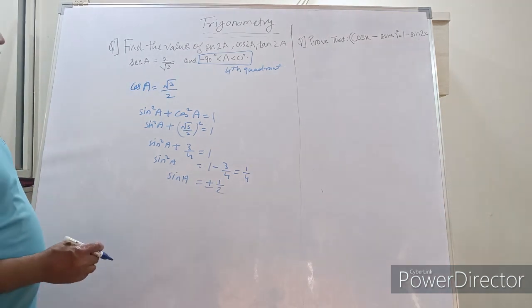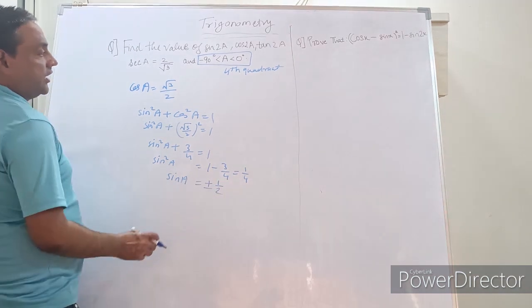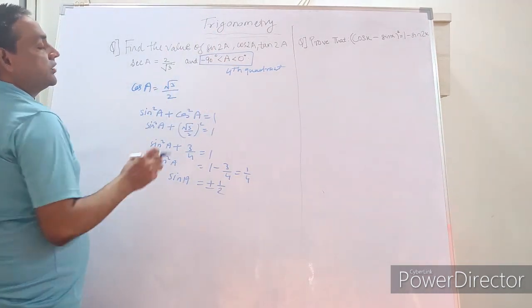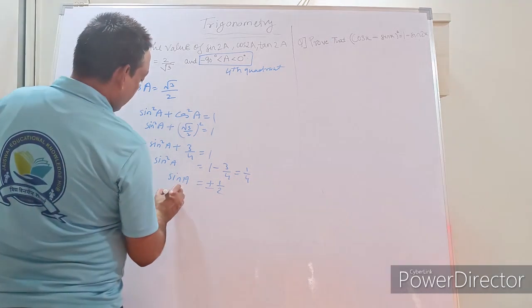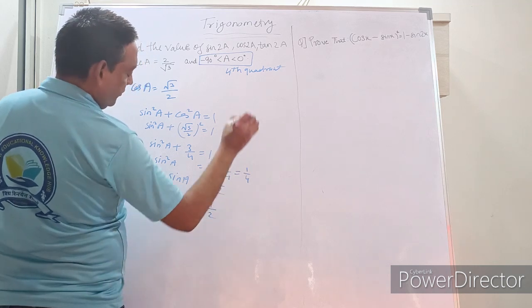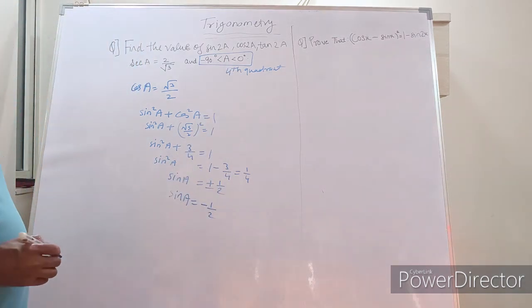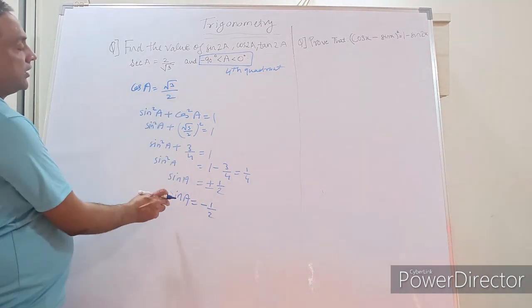Now the important thing is that the value of sin a is either plus half or minus half. Now we have to check from here. In the fourth quadrant, the value of sin is negative, so the answer for sin a is equal to minus half. Clear? So the value of sin a is minus half. Now we have the cos a value, we have the sin a value.